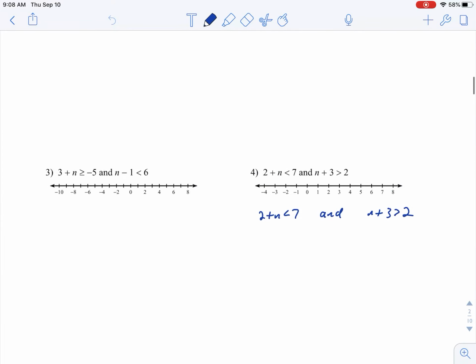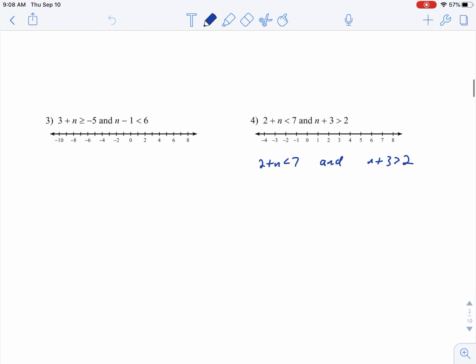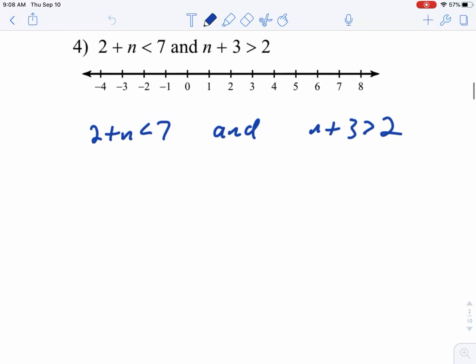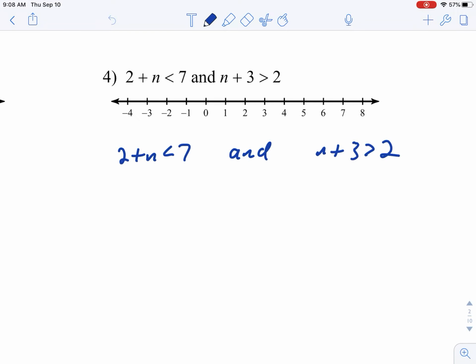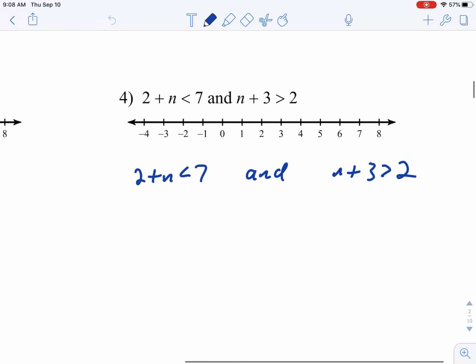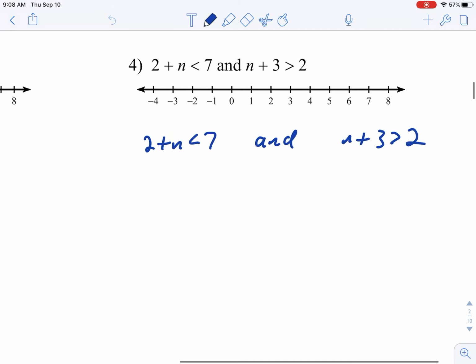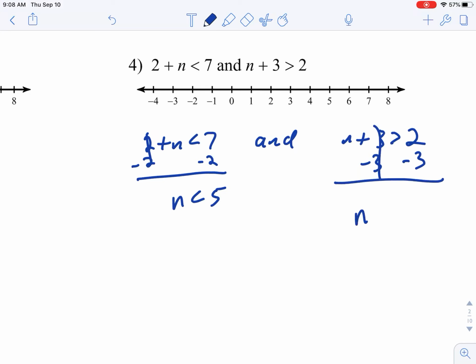All right, so there was number 2. Let's look at number 4. This one is also an and, or a conjunction. It's written as 2 separate inequalities, so I'm going to solve them both separately. This one I'm going to subtract 2 on both sides, n is less than 5. This one I'm going to subtract 3 on both sides. You get n is greater than negative 1.